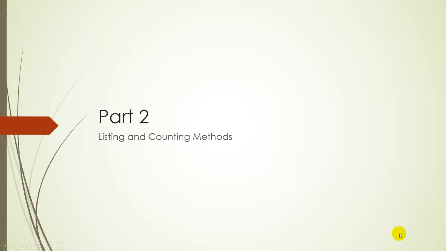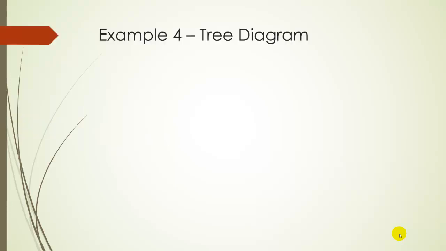For part 2, we'll be discussing listing and counting methods. For example 4, we're going to explore something called a tree diagram to list different possible outcomes. Suppose we roll a 4-sided die and toss a coin. What is the sample space?